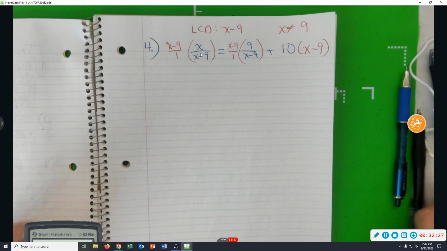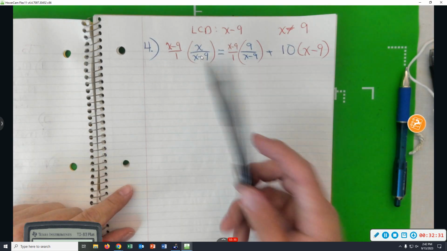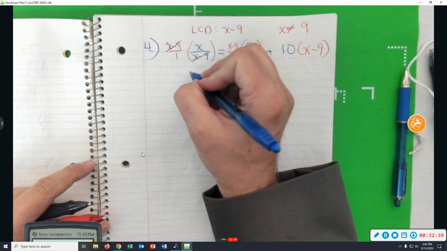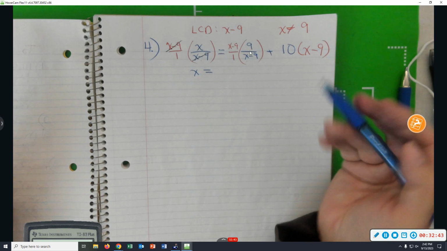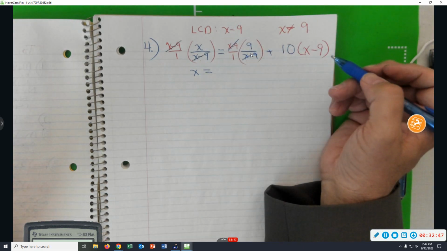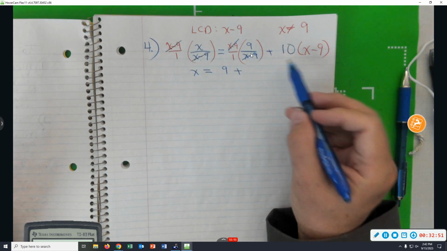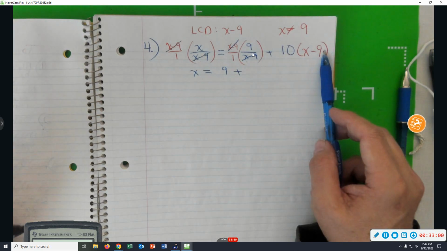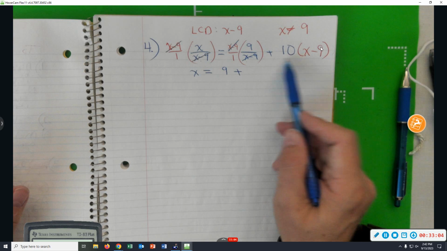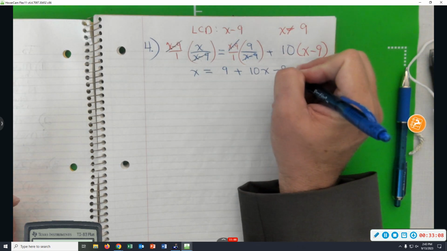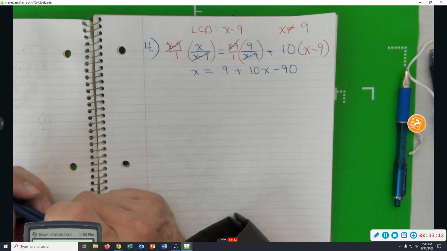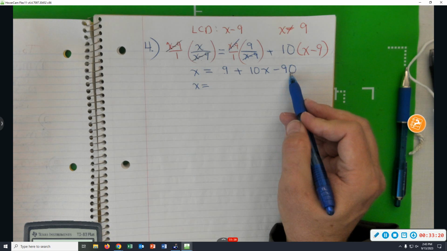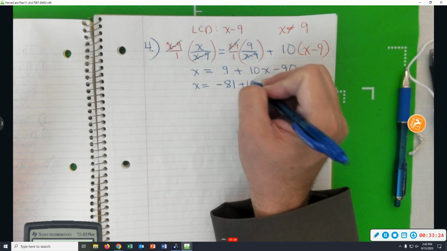Let's cross cancel. What's going to cancel out here in the first product? The x minus 9s, leaving us what? Blue. Okay, that blue x equals, what's going to cancel here? The x minus 9s again, leaving us with the 9 plus, what's going to cancel here? Nothing, because there's no fraction there. You still have to distribute the x minus 9, but there's no fraction. What's this going to give us here? 10x minus 90. I agree. So we have x equals 9 minus 90. 9 minus 90, that's a negative 81 plus 10x.